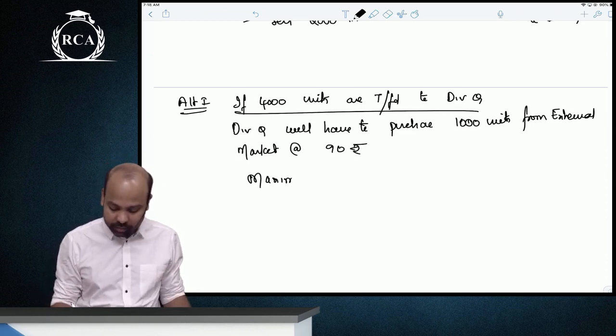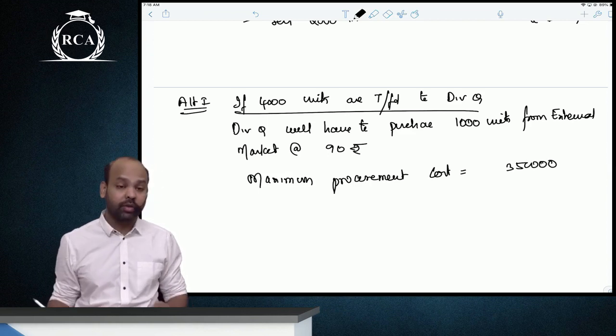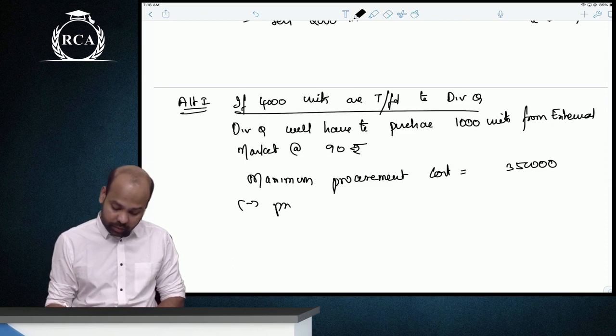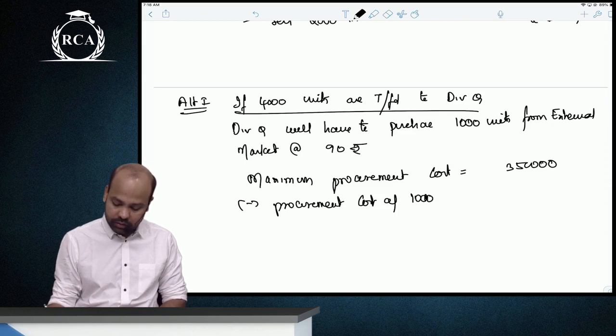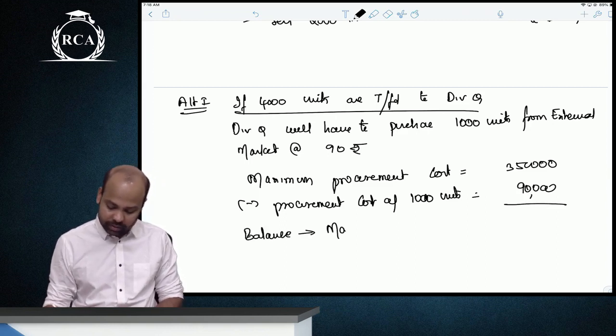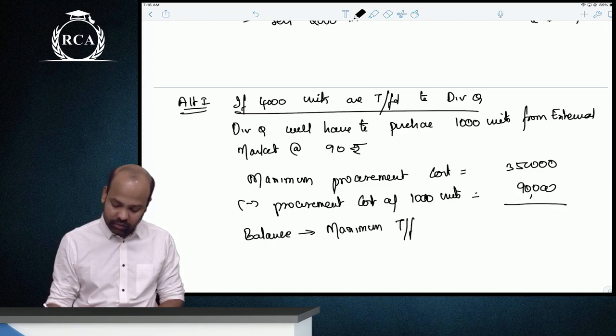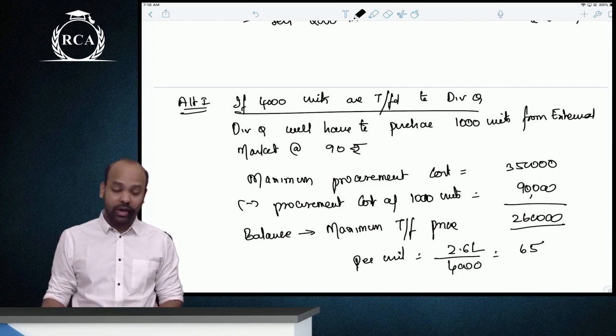Let us not forget, beta, that their maximum procurement cost cannot exceed 3,50,000. They have an alternative of purchasing all the units at 3,50,000. What is the procurement cost, beta, for 1,000 units? Procurement cost of 1,000 units as such, guys, is 90,000 rupees. So this balance, this is the maximum transfer price or the maximum consideration, beta. This would become the maximum transfer price, guys. 2,60,000. I would say, beta, per unit that would be 2,60,000 upon 4,000 units. 65 rupees.